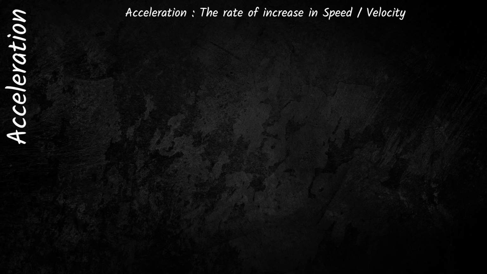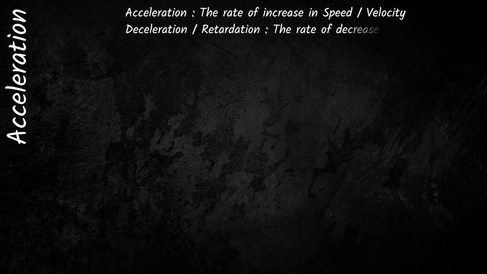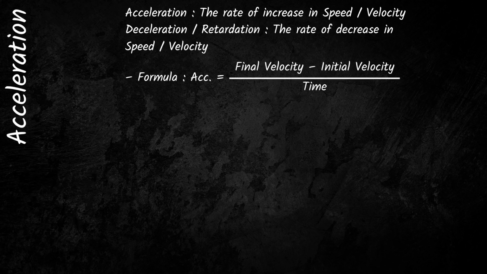Acceleration is the rate of increase in speed or velocity. Its counterpart, deceleration or retardation, is the rate of decrease in speed or velocity. The formula for acceleration is final velocity minus initial velocity upon time. A equals V minus U upon T, which can be rearranged in several different ways. The units for acceleration are meters per second squared. So we've looked at all 5 quantities, and defined their formulas and their units.